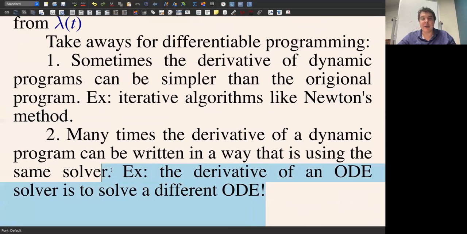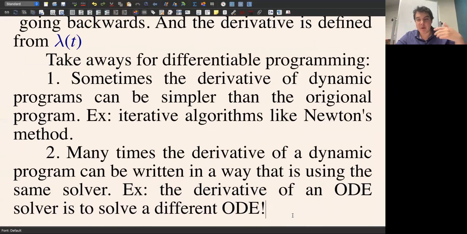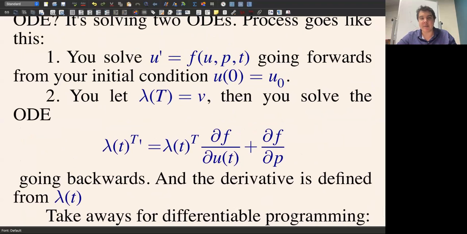But with the ODE case, this is another example of it, right? You start with an ODE, you derive a new ODE, and you just stick the new ODE in the solver and you get derivatives, right? So many times the derivative of a dynamic program can be written in a way so that you're using the same solver or a related solver. And this is true then for the derivative of optimization problems. The derivative of convex optimization gives you a convex optimization for the dual. And so you have a very nice relationship that you see all the time here.